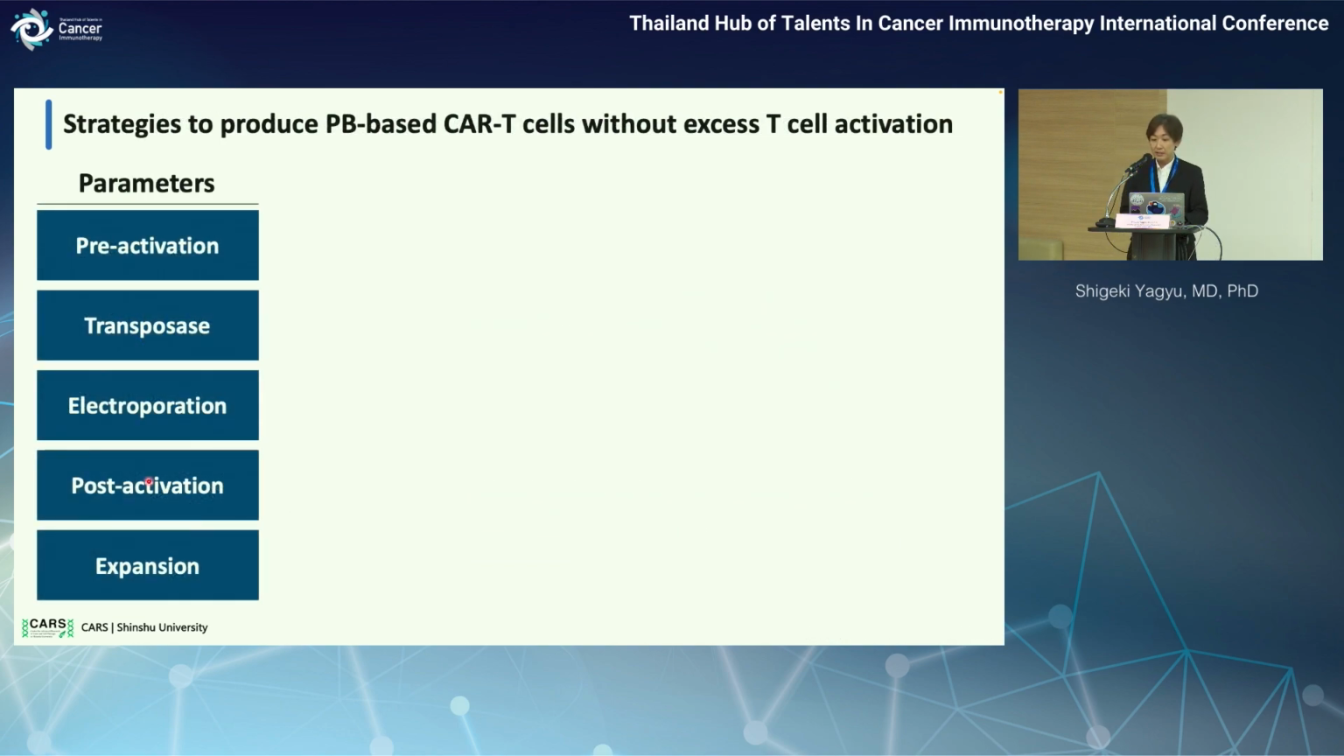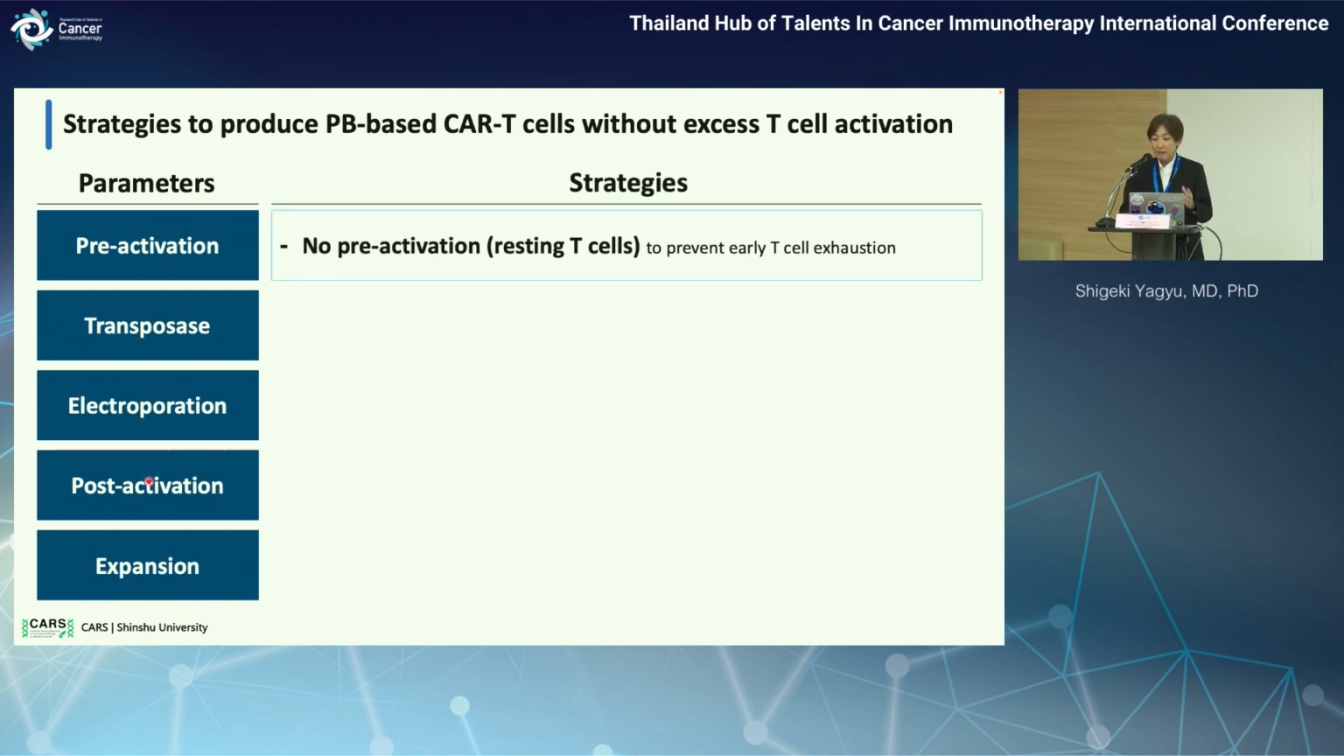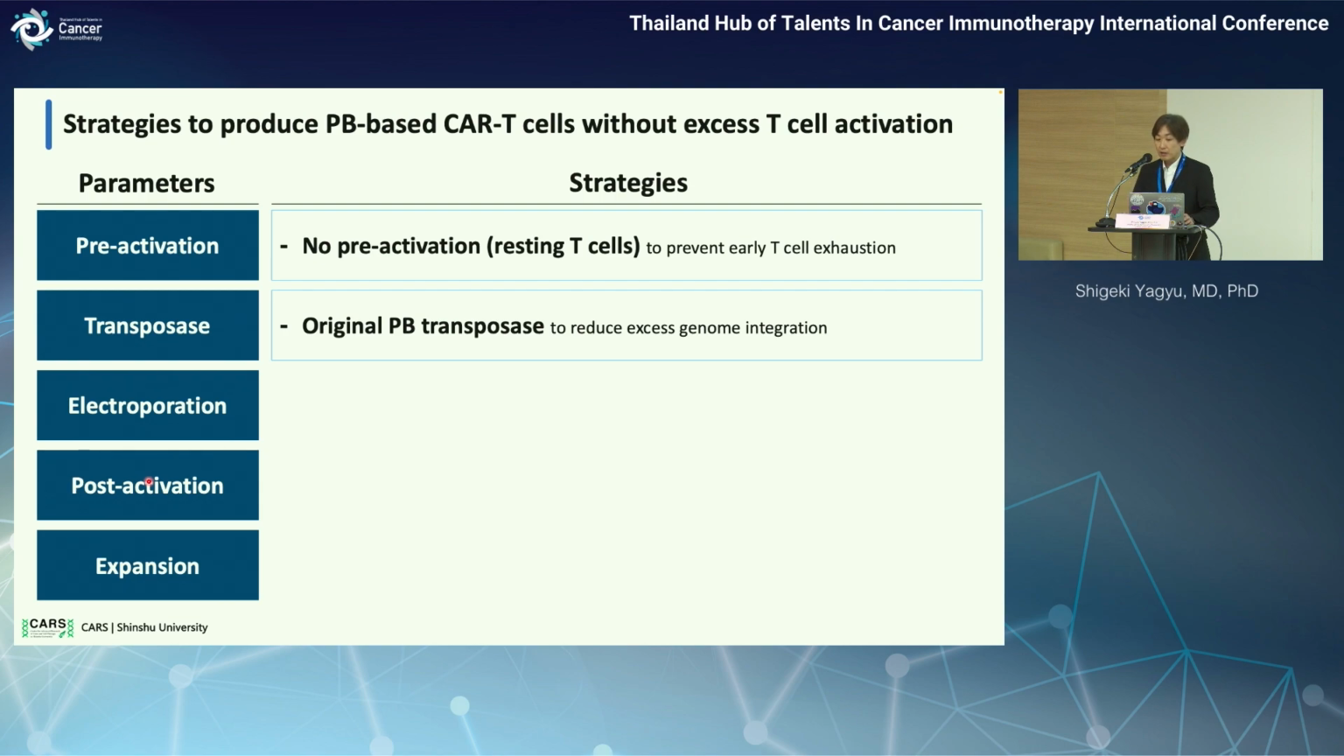So we have established strategies to produce piggyBac-based CAR T cells without inducing excess T cell activation during the manufacturing step. We avoid the pre-activation step. We just use resting T cells to prevent the T cell exhaustion caused by intense activation by CD3 antibodies. Instead of using hyperactive transposase, which could lead to excess integration into the genome, we chose the original piggyBac transposase to ensure controlled integration copies.